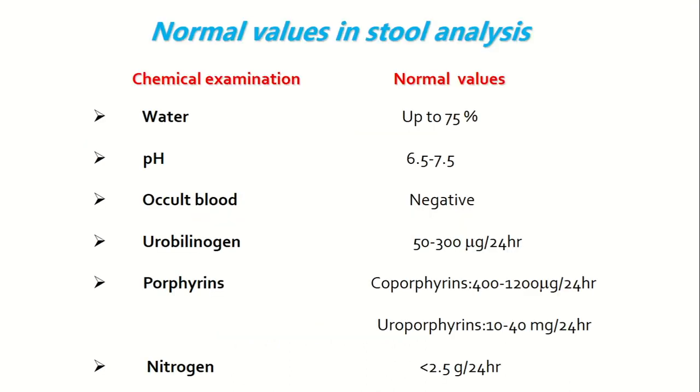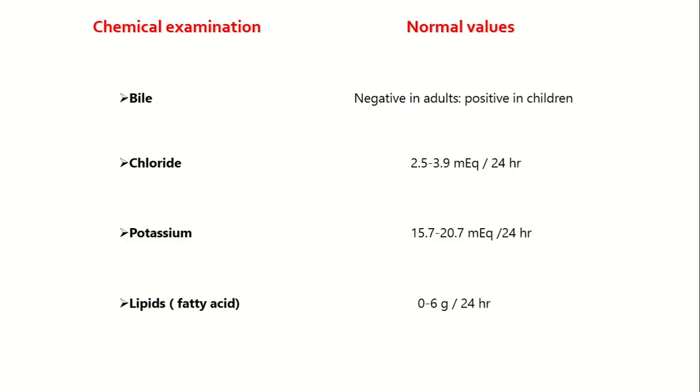Now chemical examination. That is again very important. These are the certain parameters. Water up to 75%, pH in between 6.5 to 7.5, occult blood should be negative. This is very important. Urobilinogen, normally it is 50 to 300 micrograms in 24 hours. And these are the various levels of porphyrin, nitrogen, bile.